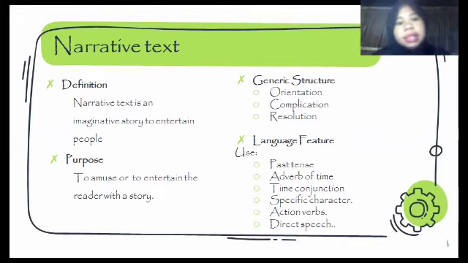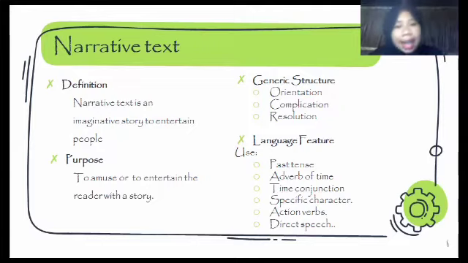Sixth, direct speech. It is to make the story lively. For example, Anna said, I'm a queen of UK. My name is Anna or Elsa, something like that. The direct speech uses present tense. You have to remember the direct speech uses present tense. This is for the direct speech only.